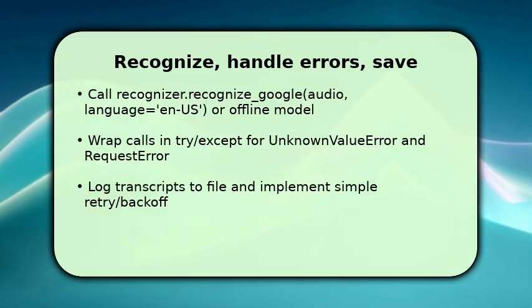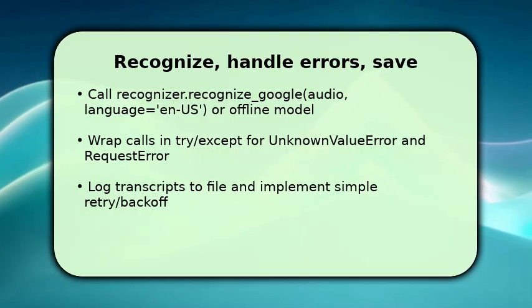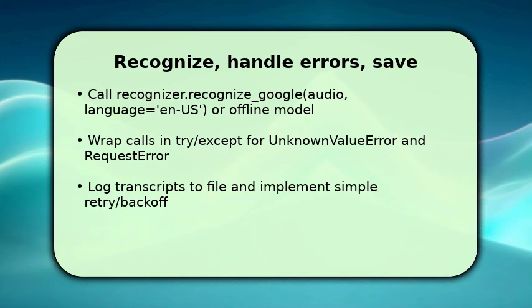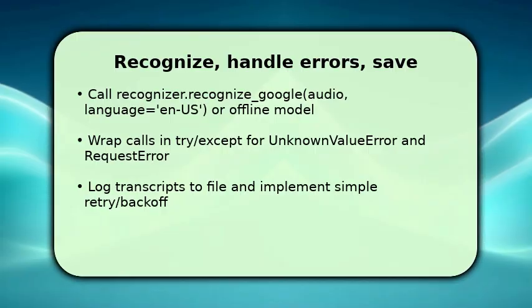For continuous capture, implement short retries and exponential backoff. If things go wrong, toggle ambient noise adjustment and confirm the device index. Most failures come from wrong input or permissions.